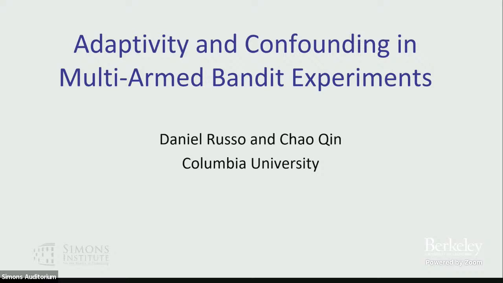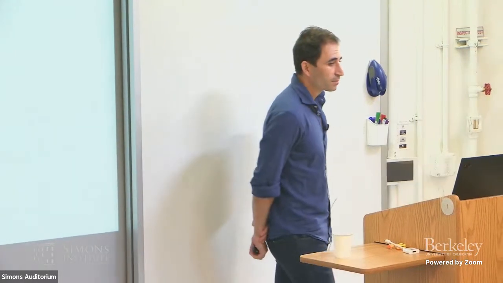Thanks, Ken. Okay. So yeah, I'm Dan Russo. What I'll talk about today is joint work with Chao Chin. And we're going to be thinking about multi-arm bandit experiments. And in particular, we'll be thinking about this kind of fundamental tension between adaptivity, really the key design principle that one usually thinks about in bandits, and a tension where they risk confounding in settings where there's non-stationarity during the time period of the experiment.